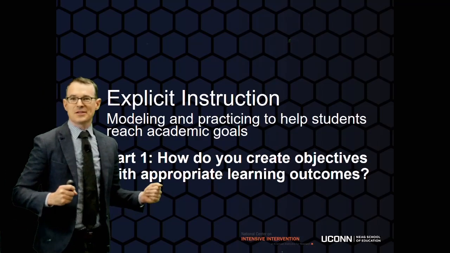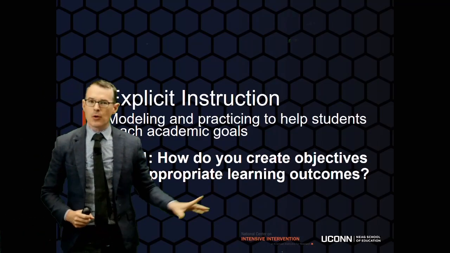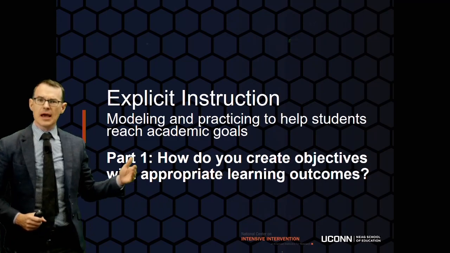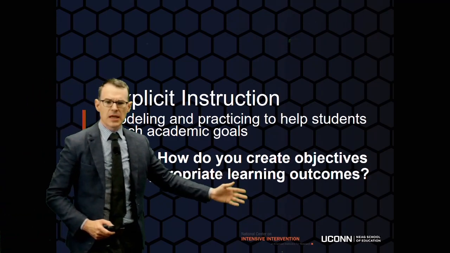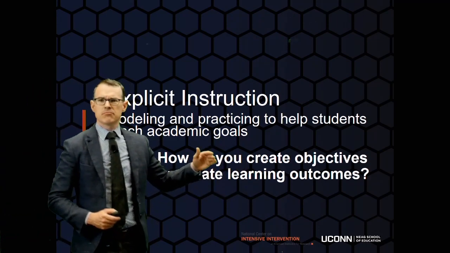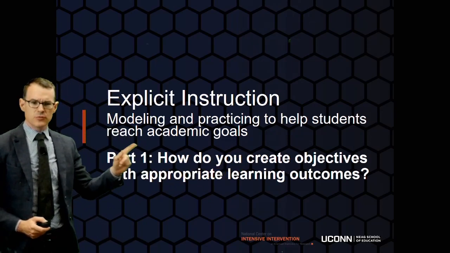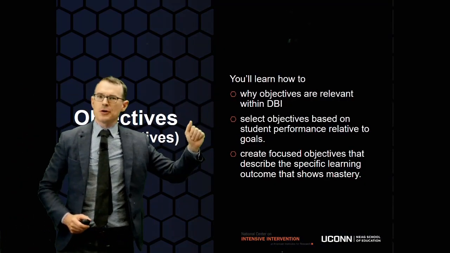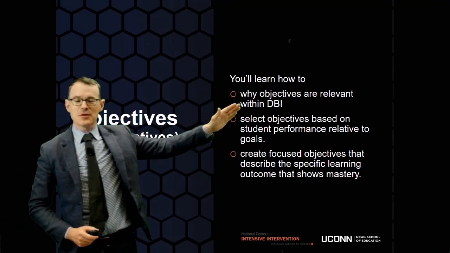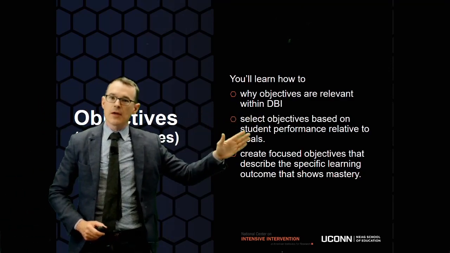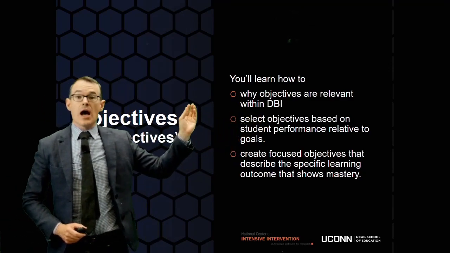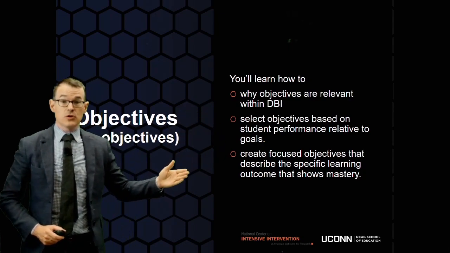All right, so let's start Module 5. Part 1, we're going to talk about objectives and how to create objectives with appropriate learning outcomes. You may be thinking, why are we doing this in a module about database individualization? Well, I'll tell you, because that's what we're going to learn to start, is how objectives are relevant within the DBI framework. Then we're going to talk about how to select objectives based on student performance relative to the goals that you have for them.